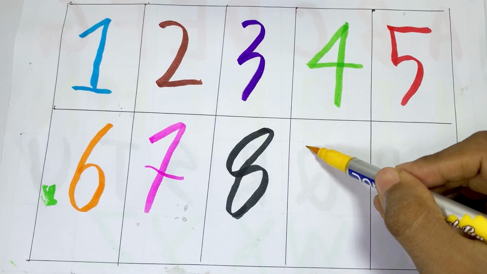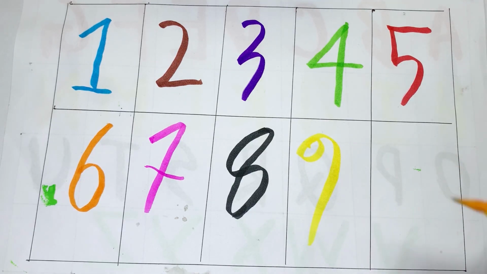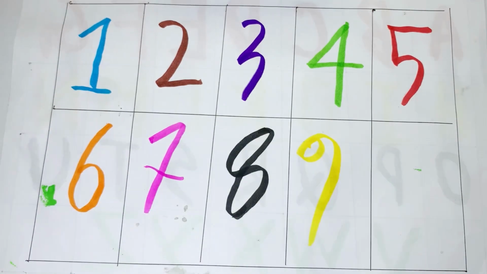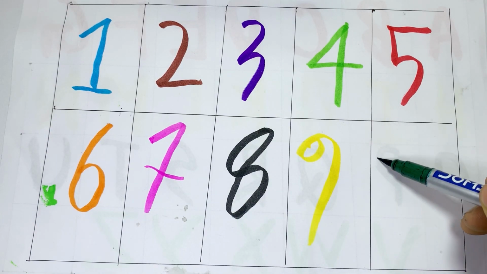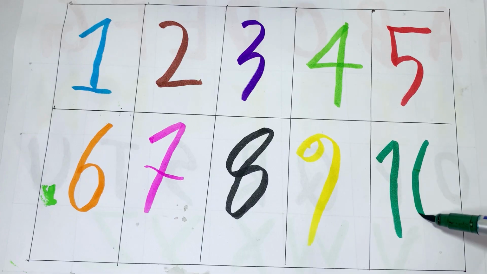9, N-I-N-E, 9. It's last we draw 10 and use dark green color. 10, T-E-N, 10.